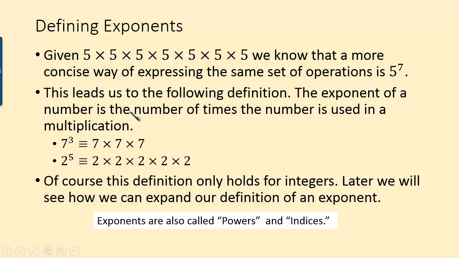It's simply the number of times a number appears in a multiplication. So here we have 7 to the 3rd power, and the 7 appears 3 times. 2 to the 5th, the 2 appears 5 times. Exponents don't have to be integers, but for now we'll limit our definition to integers. Shortly we'll expand on this definition. You should be aware that exponents are also called powers and indices. So here we can also say the power here is 3, or the index here is 3.